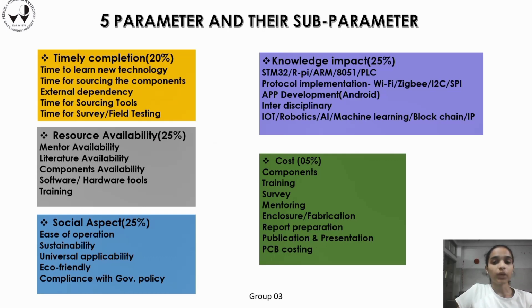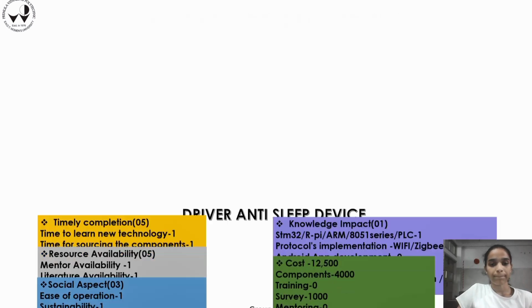We have given weightage to all the parameters. For example, timely completion, we have given the weightage of 20%. Resource availability, we have given the weightage of 25%. Social aspect, 25%. Knowledge impact, 25%. And cost, 5%.